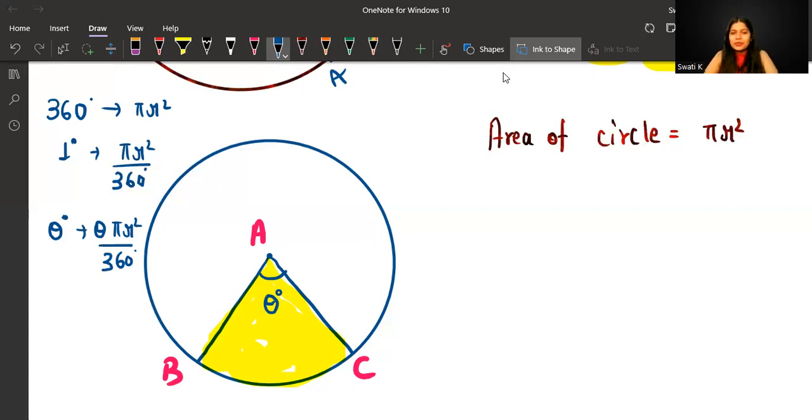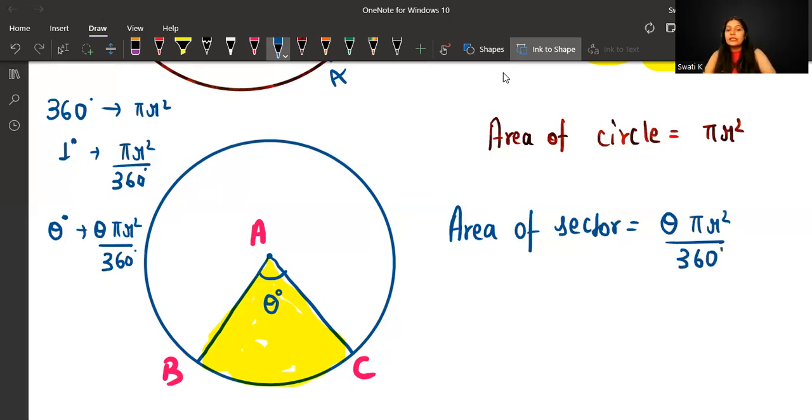So simply this is going to be the formula. So area of sector formula is theta pi r square over 360. Don't get confused. This is area of a sector, and that was length of the arc. That was theta pi r over 180.